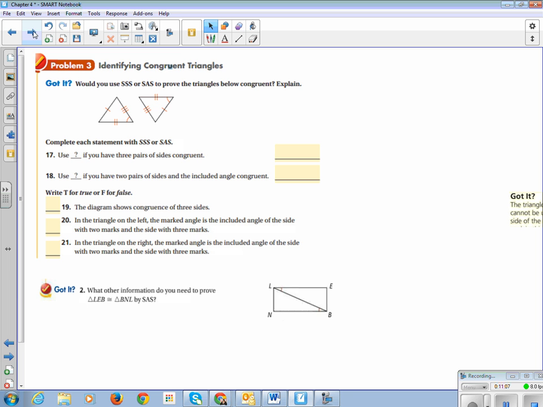All right, so identifying congruent triangles. When you use side, side, side, or side, angle, side to prove triangles congruent, explain. So let's complete these statements and see if we can explain what we would do here. Use which one, side, side, side, or side, angle, side, if you have 3 pairs of congruent sides? SSS. And use what if you have 2 pairs of sides and an included angle?